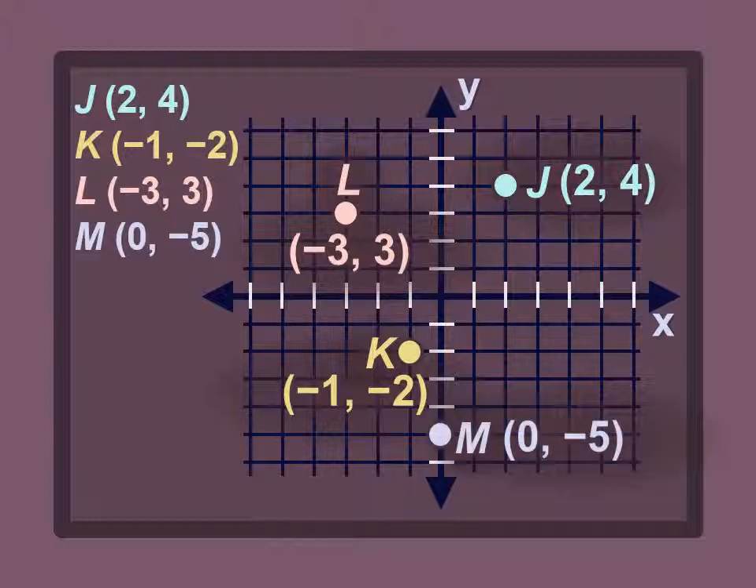Okay, now we have point M, which is 0, -5. So our first number is 0, and that's the horizontal distance. Since the horizontal distance is 0, that means we're not going to move left or right. We're going to be on the y-axis. Then our next number in the ordered pair is -5, and that's the vertical distance. So we're going to go -5: 1, 2, 3, 4, 5, and there's our point M.